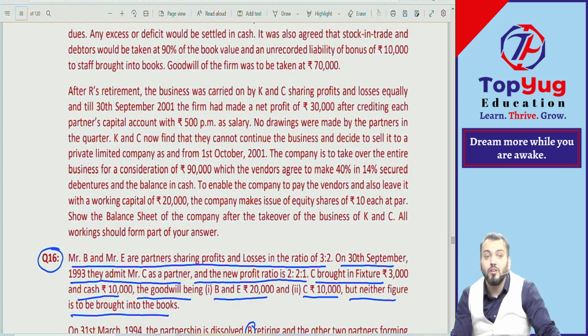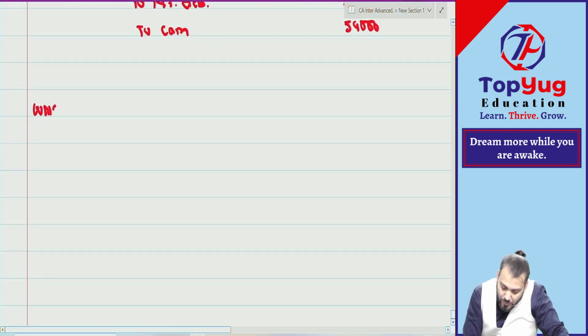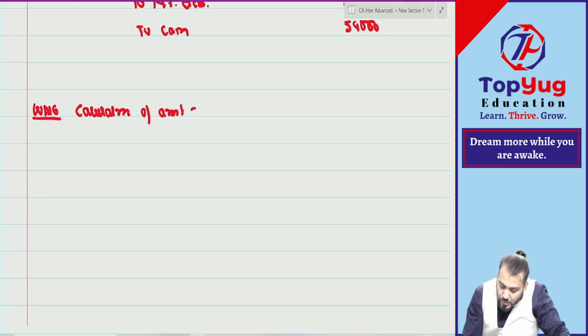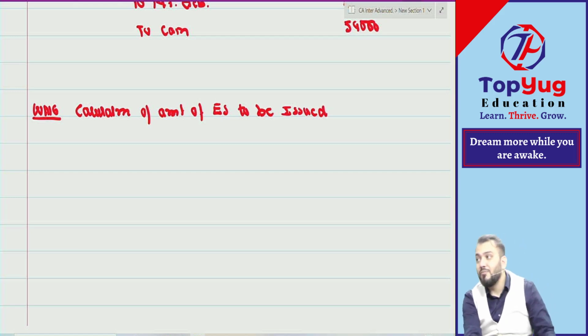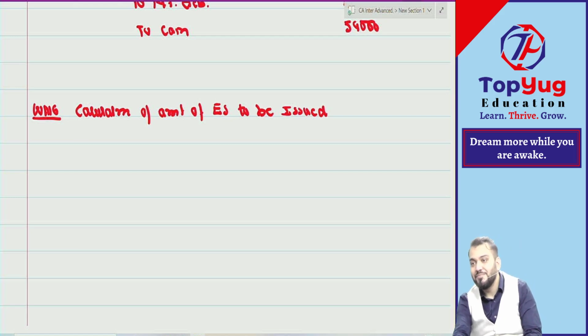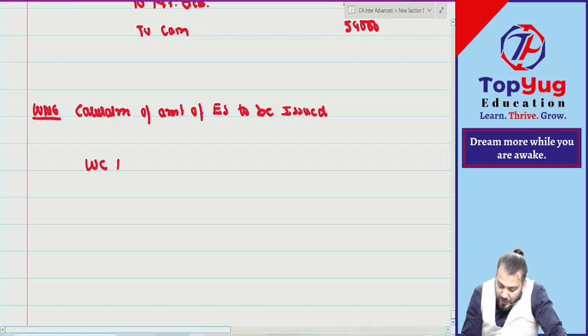So it means now we need to find out what is the amount of equity shares to be issued. That is the last point. Working note number 6. Calculation of amount of equity shares to be issued. So can I say first we'll find out working capital available. What is working capital available? Write down working capital available.